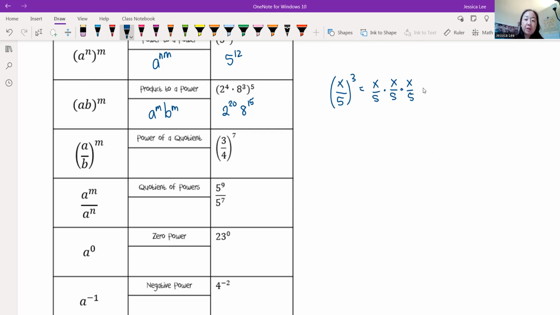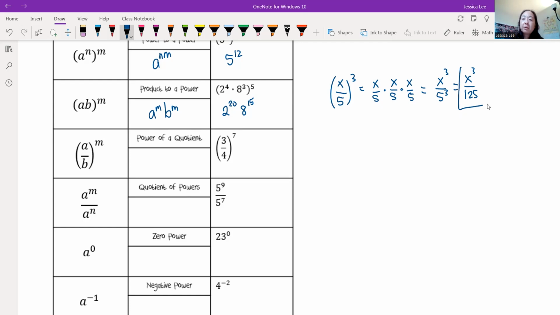And I think you already have a good idea of what's going to happen. How many x's do we have? Right, we got 3 of them. And how many 5s do we have that we're multiplying? 5 to the third power. If you want to be fancy, we could even go like this. X cubed over 5 to the third power is 125. Remember, 5 times 5, 25. Times another 5 is 125.